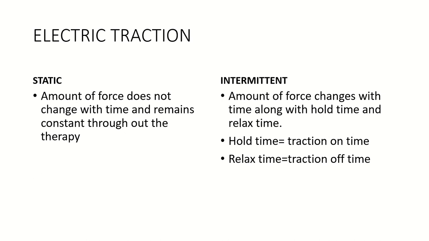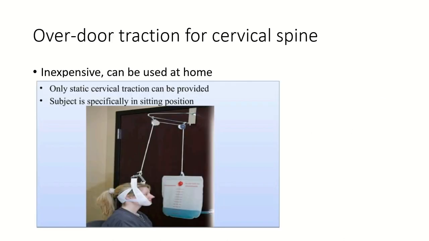In intermittent, the amount of force changes with time along the hold time and the relax time. Hold time is known as traction on time, when the traction unit is delivering the traction force, whereas relax time is known as traction off time. There is no traction force delivered to the patient during relax time.